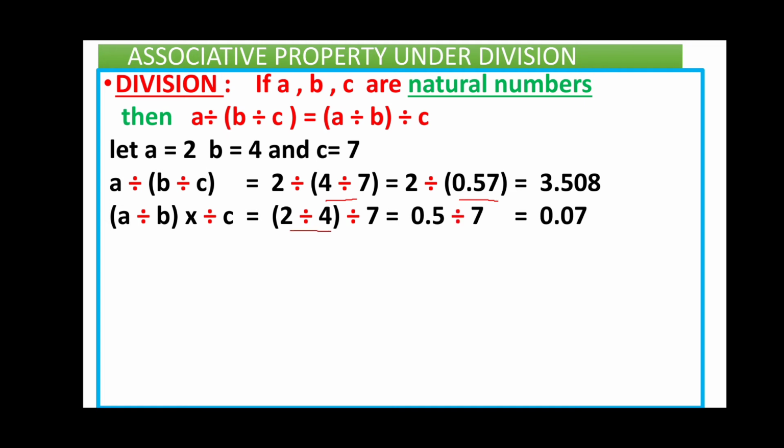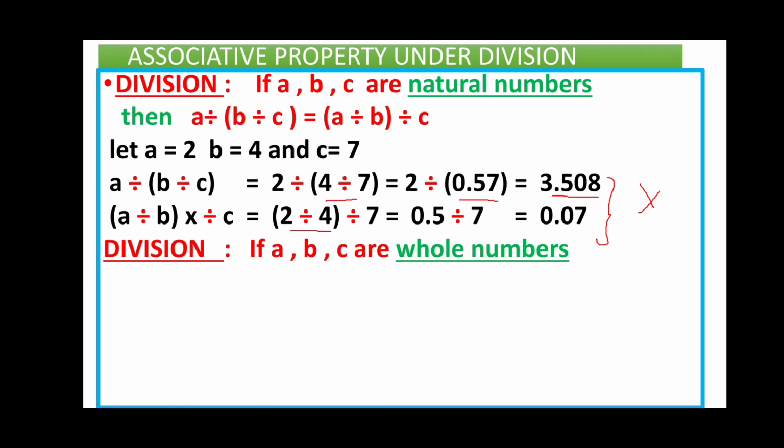So as we have substituted here, we got A ÷ (B ÷ C) as 3.5. Now let us check for (A ÷ B) ÷ C, so (2 ÷ 4) ÷ 7. As we have said, always we have to solve first what is in the brackets. So as we solve, we got 0.07. So 3.5 and 0.07 are different. So it is not satisfied.